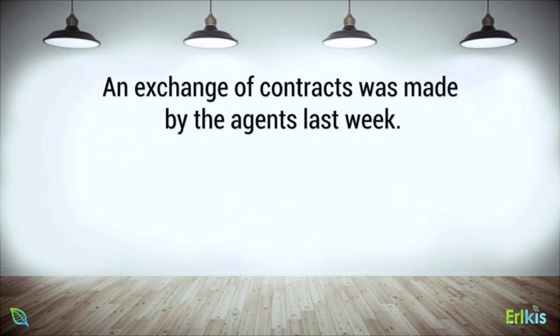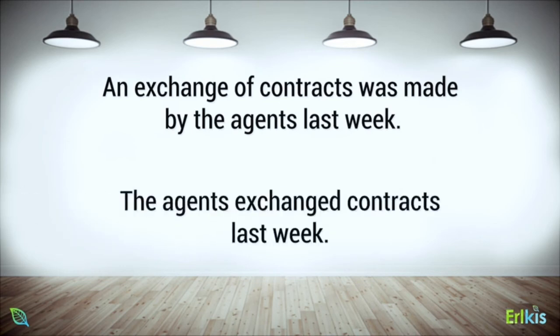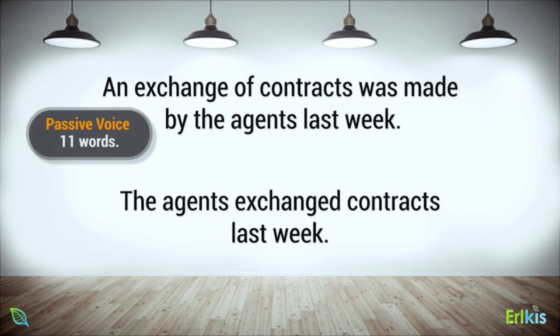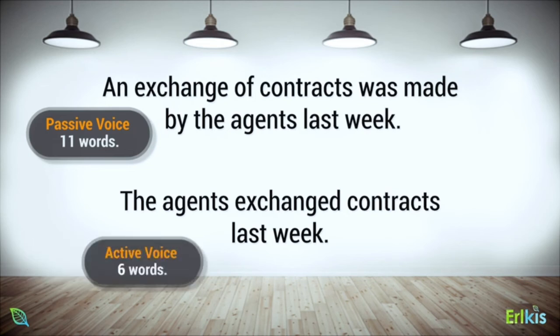Let's look at the second reason. We use fewer words in the active voice. Let's consider the previous examples we gave, starting with the passive voice. An exchange of contracts was made by the agents last week. That's in the passive, right? Then the agents exchanged contracts last week. The passive has 11 words, whereas the active has just 6 words. That's a difference of 5 words, not so?